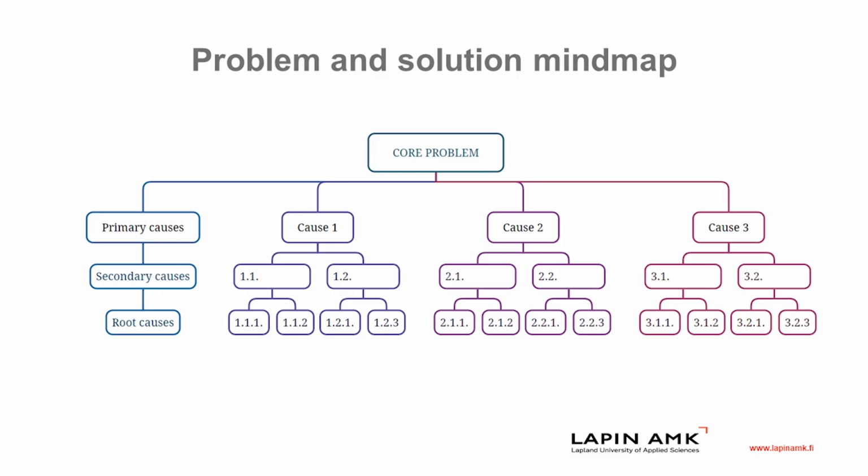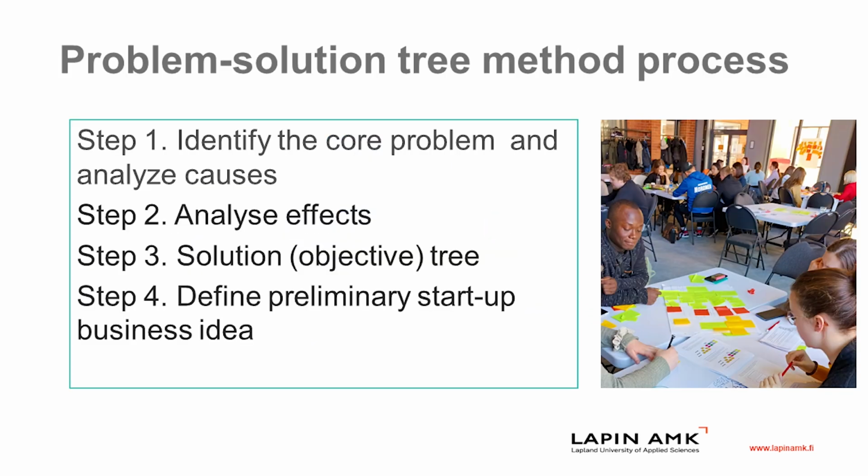The mind map is, as explored on this slide, defining primary causes, secondary causes, root causes, and the process itself follows certain steps. So we always begin with identifying the core problem and analyzing the causes of the core problem. Then we continue with step number 2, when we define the effects. The problems have certain impacts, and we need to understand what these impacts are. And then step number 3 is to design a solution, or we call it the solution tree.